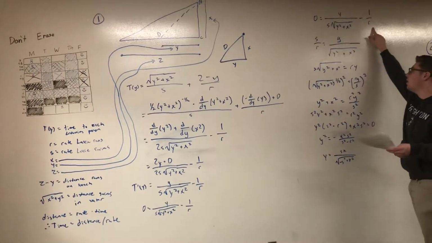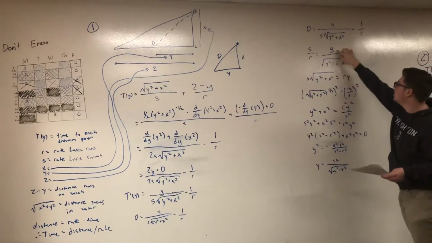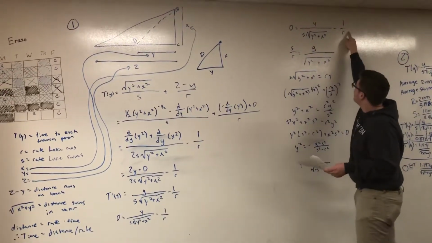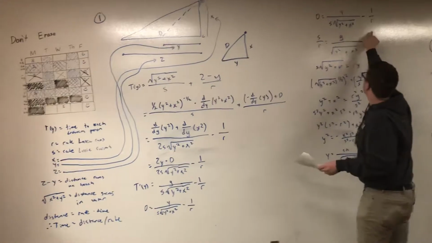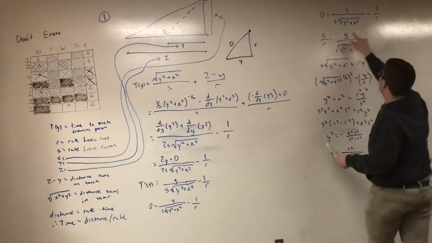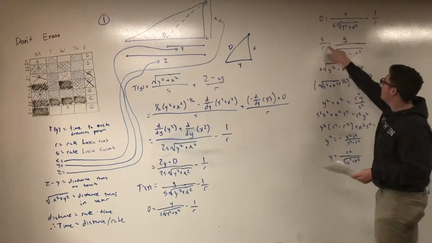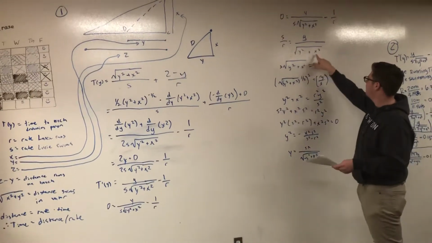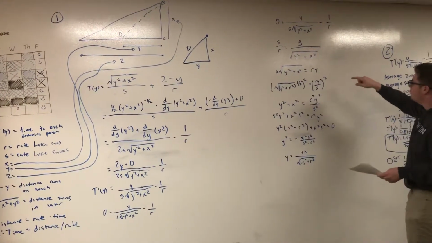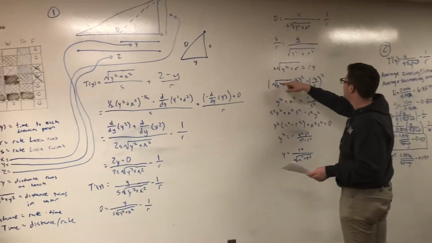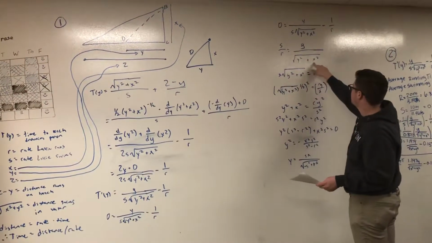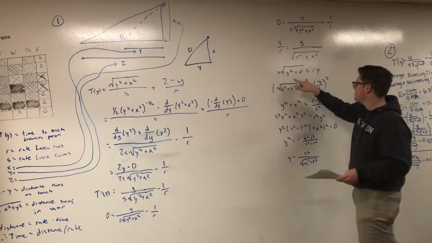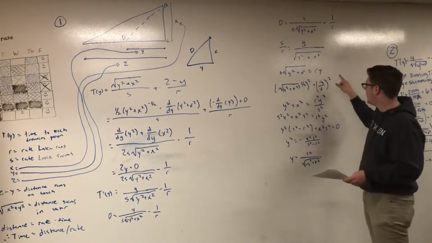And then once we set it to 0, we solve for y. We add 1 over r to both sides to get 1 over r, and then we multiply by s to get s over r equal to y over the square root of y squared plus x squared. And then we cross multiply to get r over here, and this portion over here, to get s times the square root of y squared plus x squared equals r y.